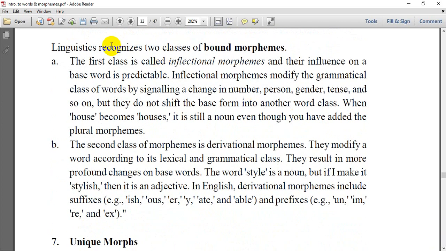Linguists recognize two classes of bound morphemes. We have inflectional morphemes, and we have derivational morphemes. It's very important to know these types of bound morphemes. We have inflectional and derivational.